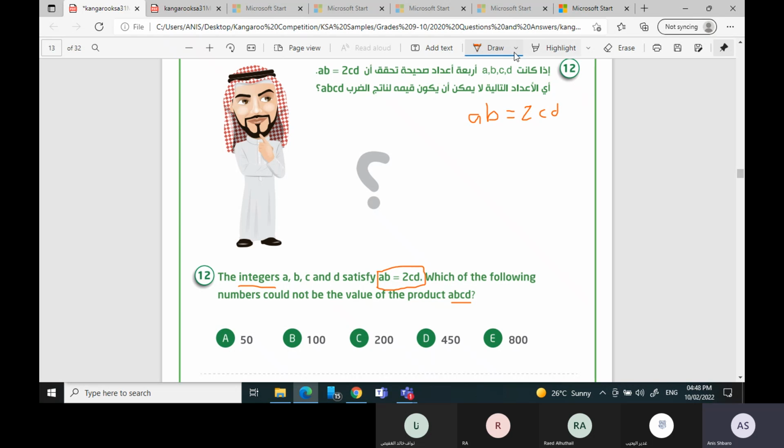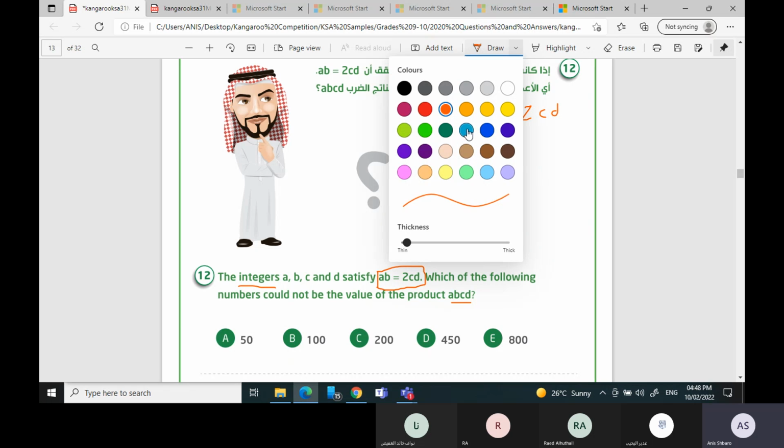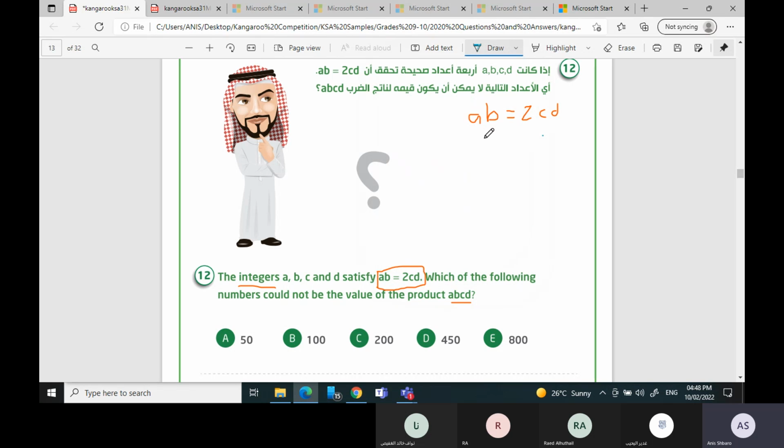AB is equal to 2CD. Let me change the color here. This one's good. Okay. The value of the product A, B, C, D is equal to how much? Okay, first of all, I have a lot of numbers here. I can put any number and I can find a lot of possible solutions. But this is not my case because everything will be true. I need to find the constant.